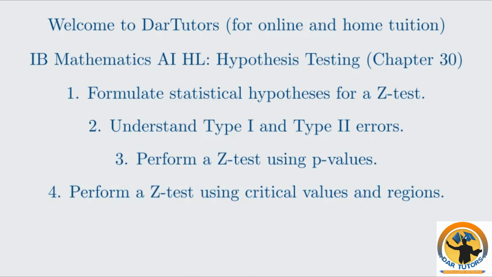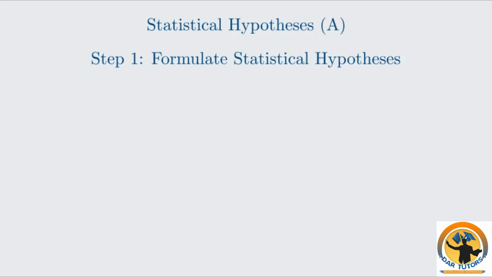Let's begin. We often encounter claims about population parameters, like a manufacturer claiming their insect repellent is effective for longer than 6 hours on average, or a doctor claiming a new drug lowers blood pressure more than an existing one. These claims form the basis of our statistical inquiry. In hypothesis testing, we translate these real-world claims into formal mathematical statements. The first step is always to formulate statistical hypotheses.